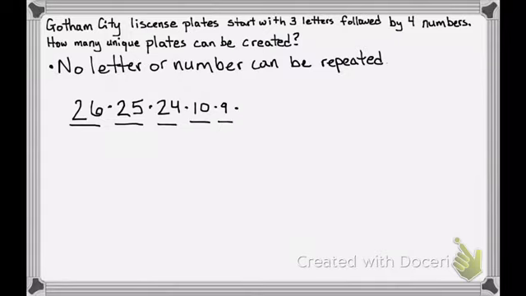The next number after that, I've already used 2 numbers, so I only have 8 possible numbers left to choose from, and that last number, I only have 7 different possible numbers to choose from. Notice how this is different than our last example. Our last example was 26, 26, 26, 10, 10, 10, 10. Now we just have different numbers. If we multiply all of those together, we still have quite a few combinations.